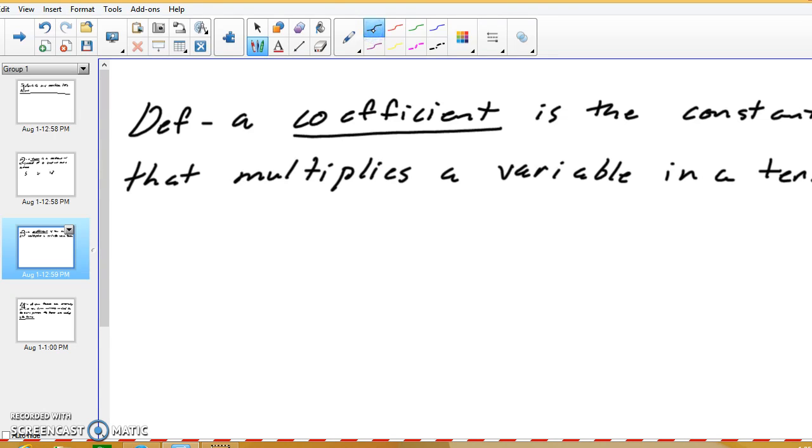So the next thing is a coefficient. And what is a coefficient? Well, the coefficient is the constant that multiplies a variable in a term.